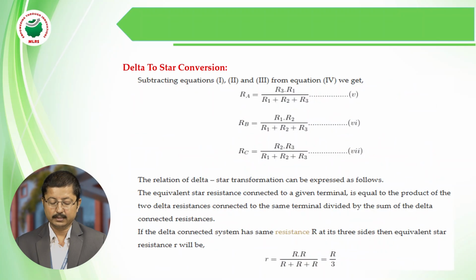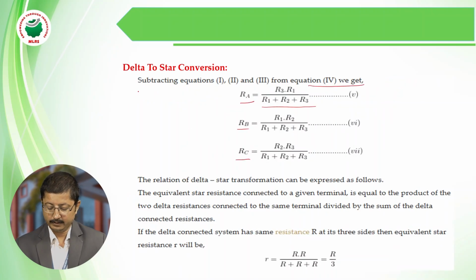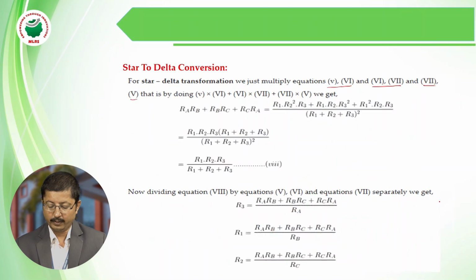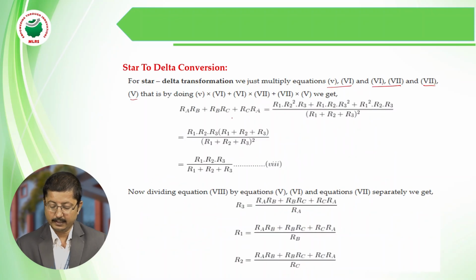Similarly, let us see the star to delta conversion. For star to delta conversion, we simply have to multiply equations 5 and 6, 6 and 7, and 7 and 5. We have to multiply these expressions, and then we get this result.